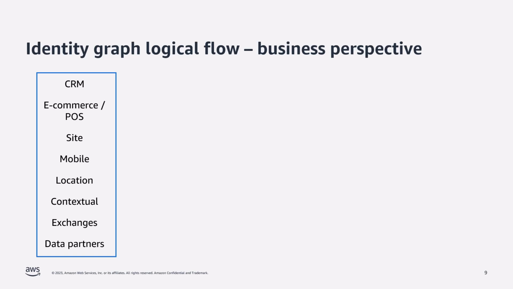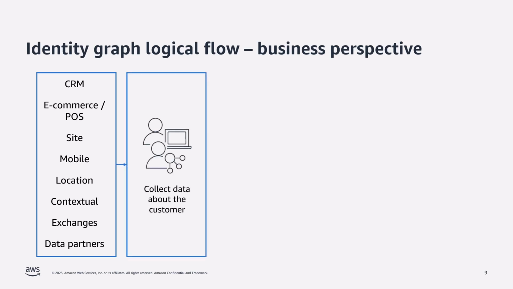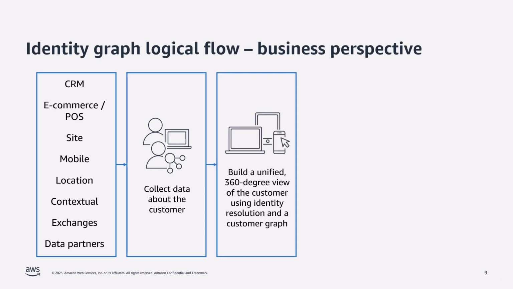This could be first-party data that you collect from your own platforms or CRM, or perhaps you also have additional third-party data from data exchanges or data partners. Now, the next layer is about ingestion of this data, including any validation or cleansing of the data that is required. Next, we want to build the actual identity graph.